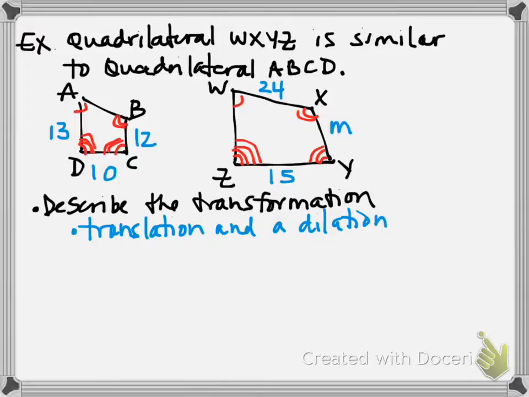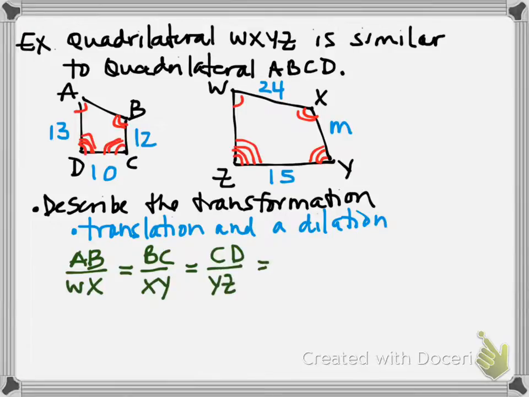Now, telling me that the shapes are similar also tells me that the length of AB over the length of WX will have the same ratio as the length of BC over the length of XY, which will have the same ratio as the length of CD to YZ, which will have the same ratio as AD to WZ. Now, it's really important that your letters correspond. So A and W correspond, so they need to be one above the other.